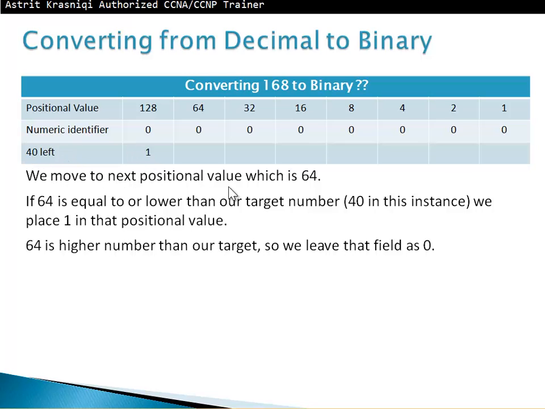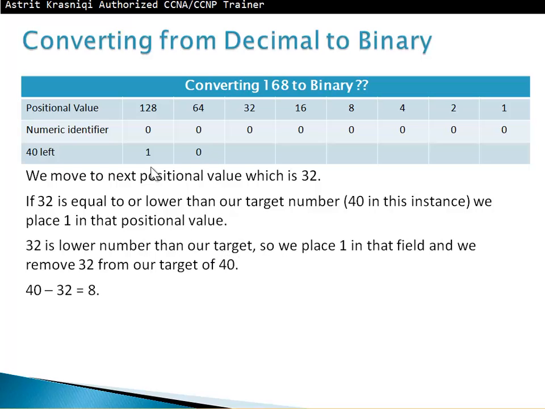So we placed 1 there. We move to the next positional value, which is 64. This one here. If 64 is equal to or lower than our target number, 40 in this case, we place 1 in this positional value. But 64 is not equal to or lower. 64 is a higher number than our target, so we leave that field as 0. We don't place anything there.